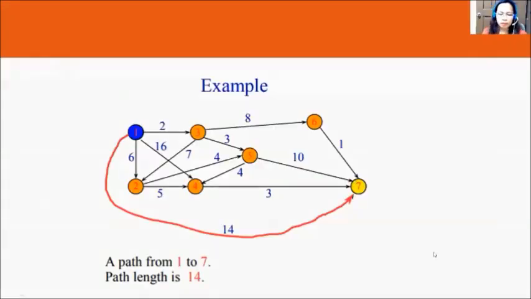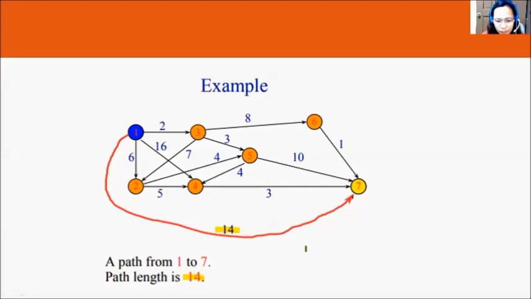Okay, so class, we're going to continue our discussion about the shortest path algorithm. I think we ended up here last week. So again, we are trying to find the shortest path from vertex 1 to vertex 7. For example, for this one, we have an arc or an edge from vertex 1 into vertex 7. This is the arc, with a weight or length of 14.